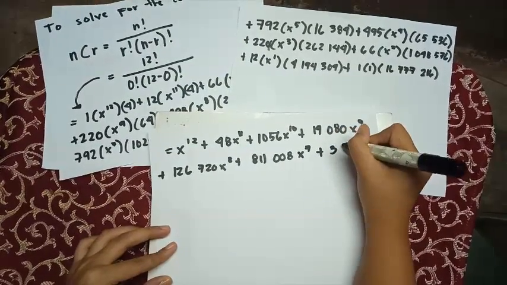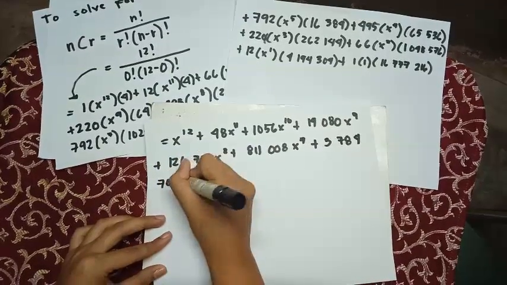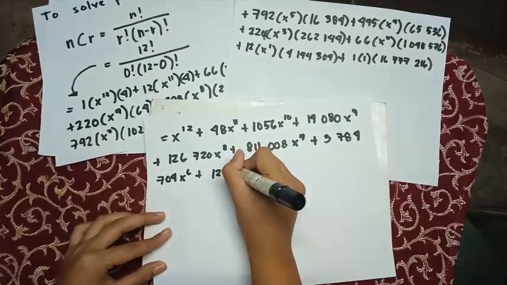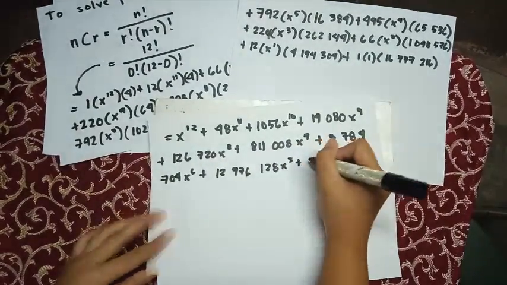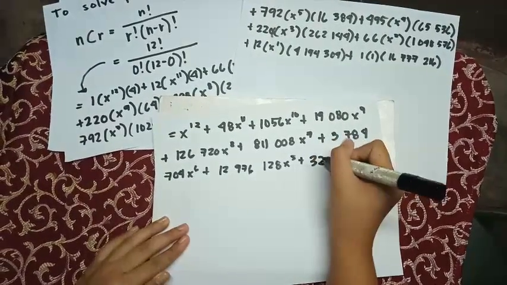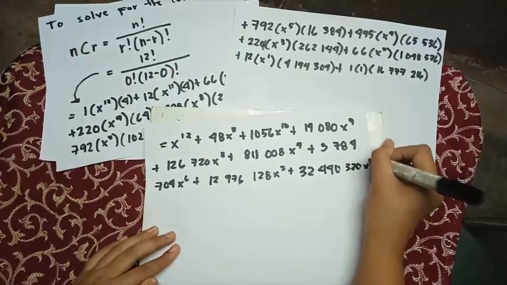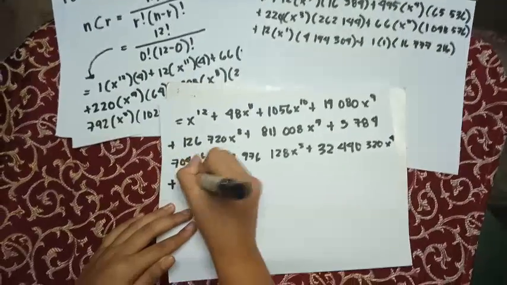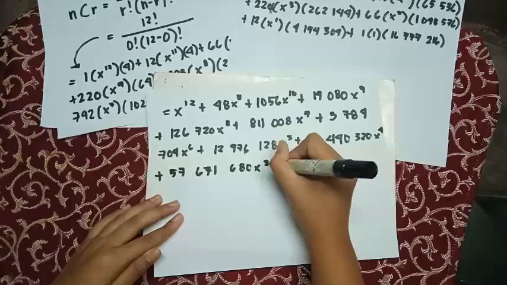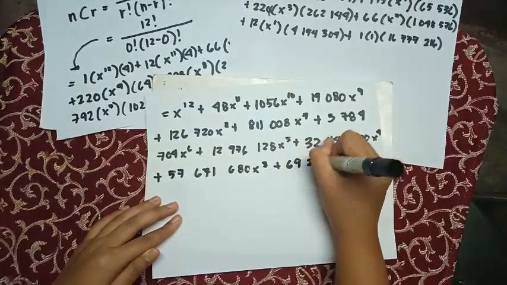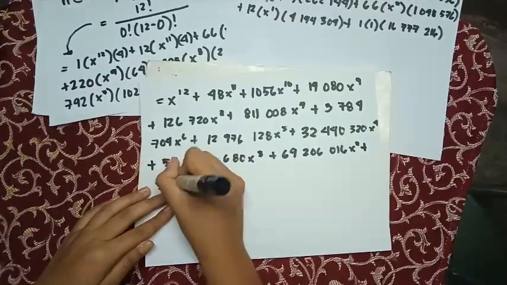plus 3,704,704x raised to 6 plus 12,976,128x raised to 5 plus 32,440,320x raised to 4 plus 57,671,680x raised to 3 plus 69,206,016x raised to 2 plus 50,331,648x plus 16,777,216.